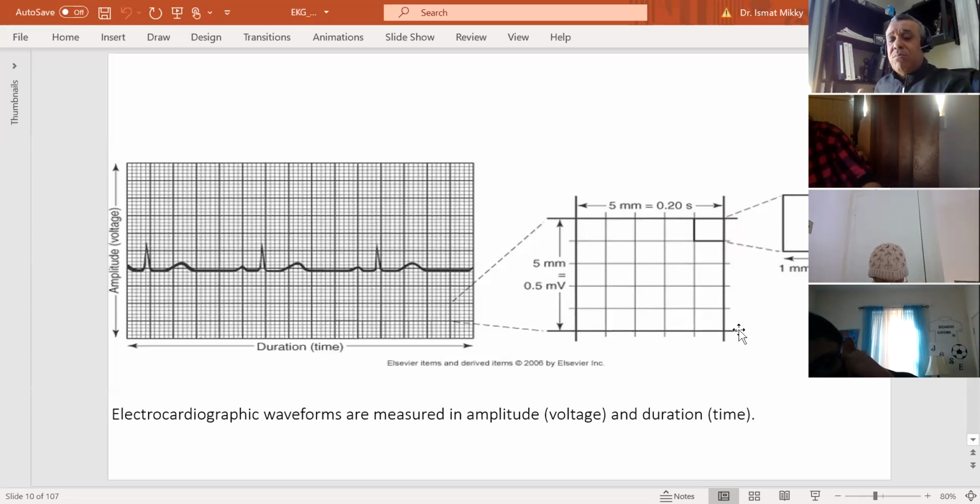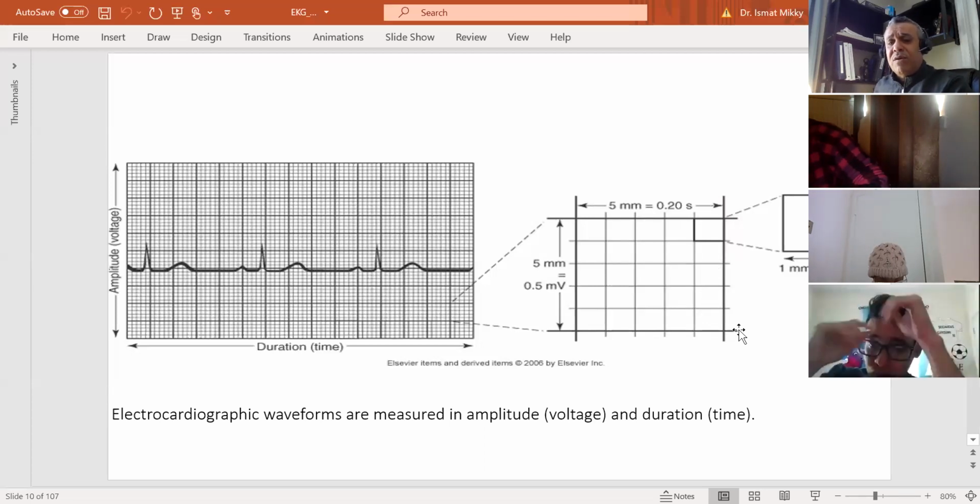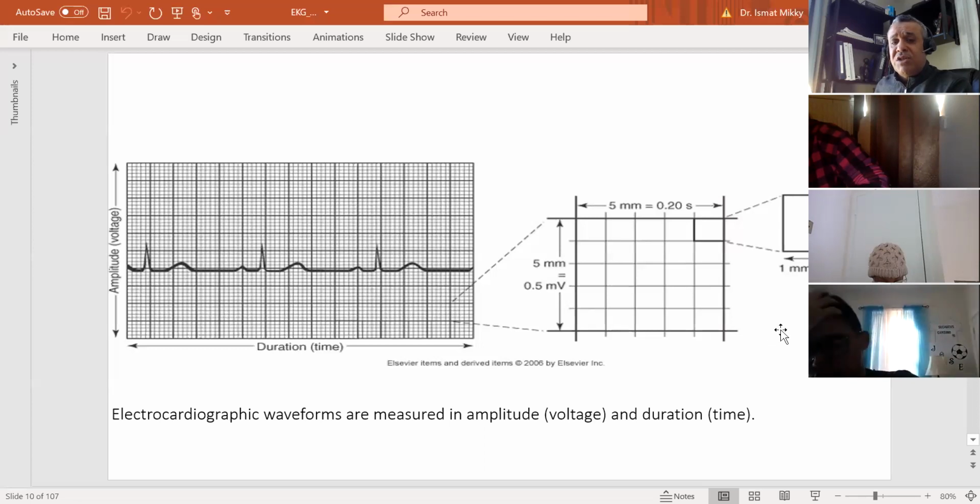So most, if not all, of our analysis will focus on the x-axis, the duration and the seconds. We're not going to be concerned about the amplitude or the voltage on the y-axis.